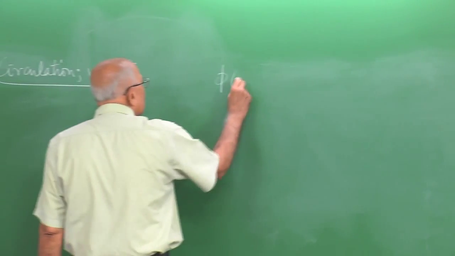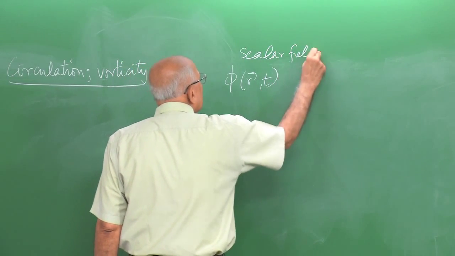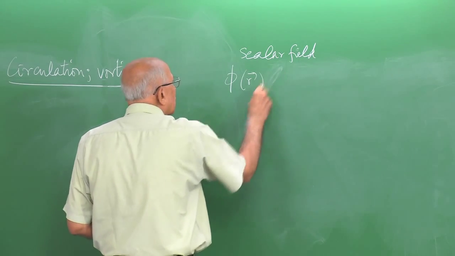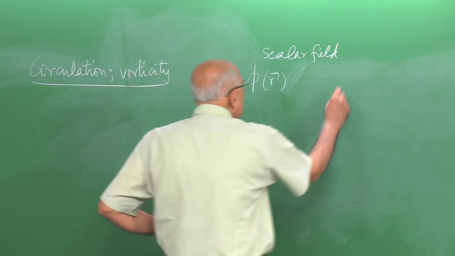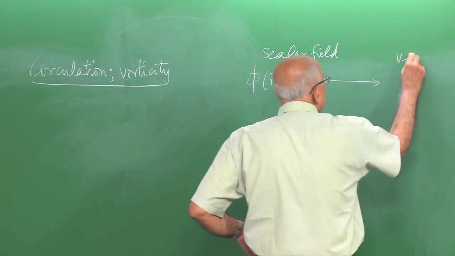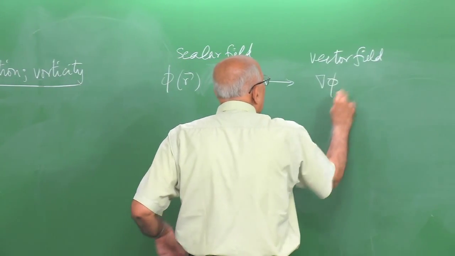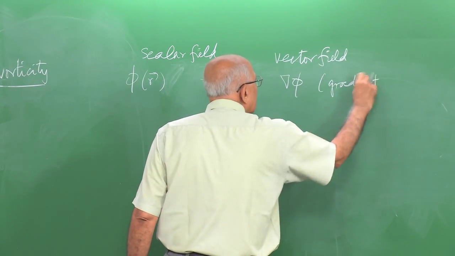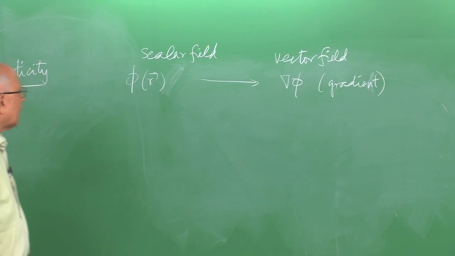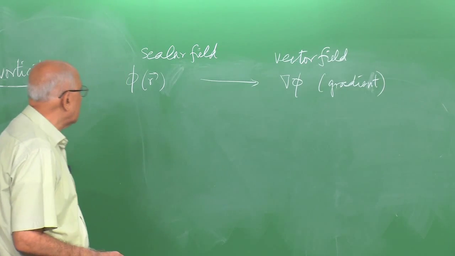You already have seen that if you give me a scalar field phi of r and t, let us forget about the time dependence for the moment. If you give me a scalar function of the position coordinates, then from here we can form a vector field, namely the gradient of phi. Or the directional derivative of the scalar field, and that is called the gradient of phi, written as grad phi or del phi in this form.